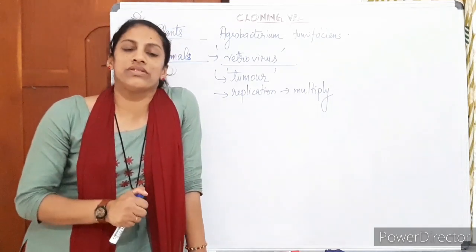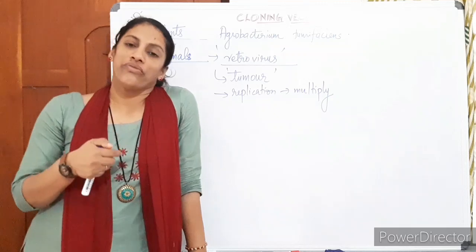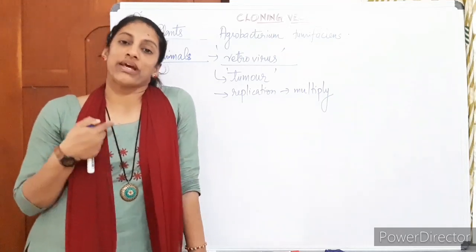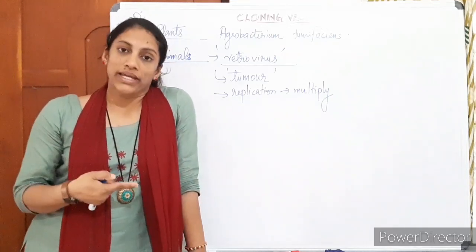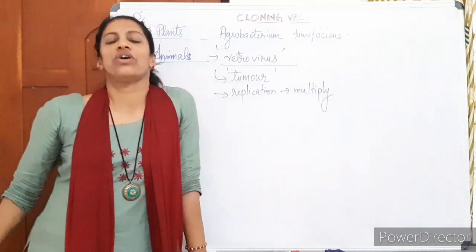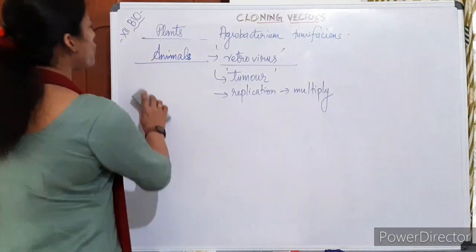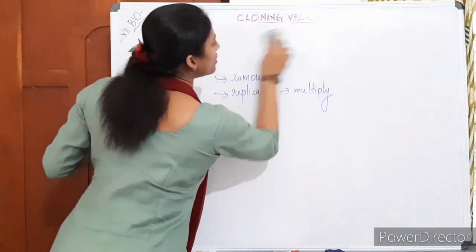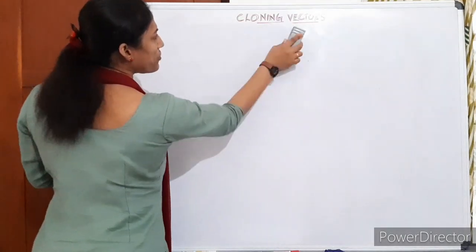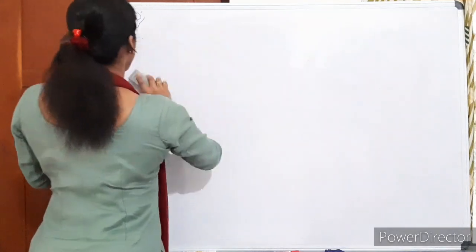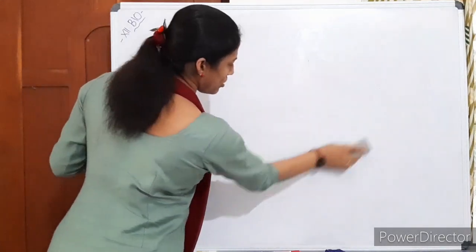Okay, so our aim is just to clone the gene of interest. We can clone or multiply the gene of interest in animals using a disarmed retrovirus. We can just move on to another simple topic, the next step of the rDNA synthesis and rDNA technology.